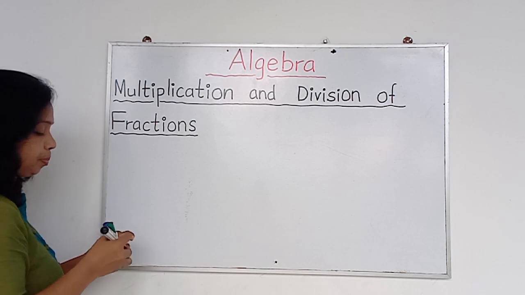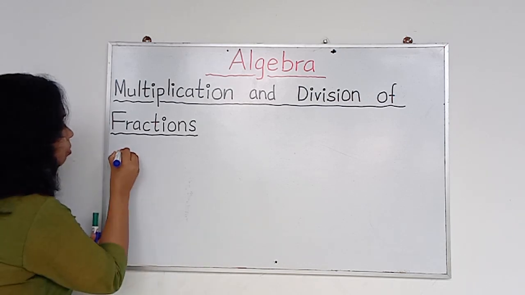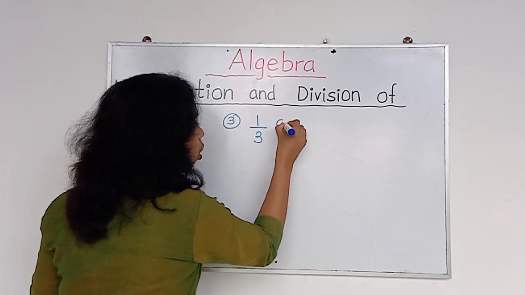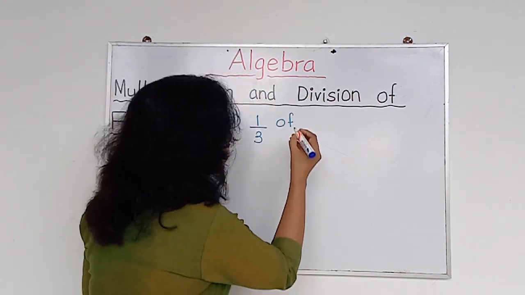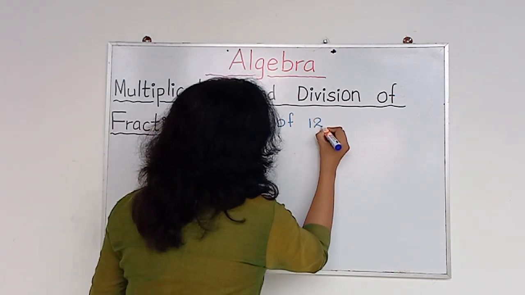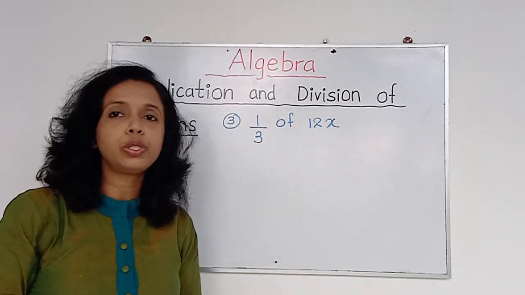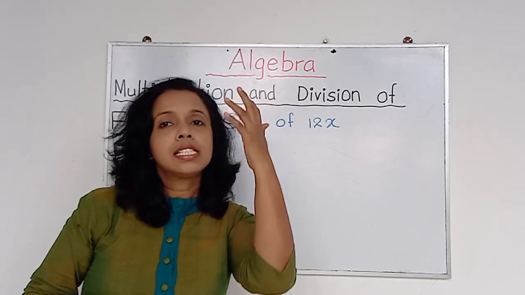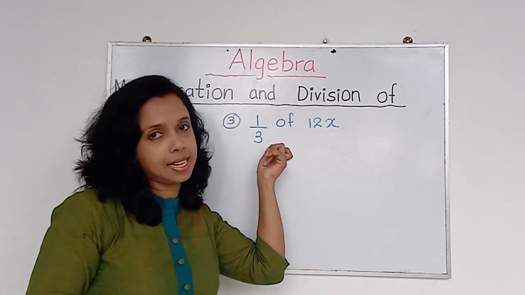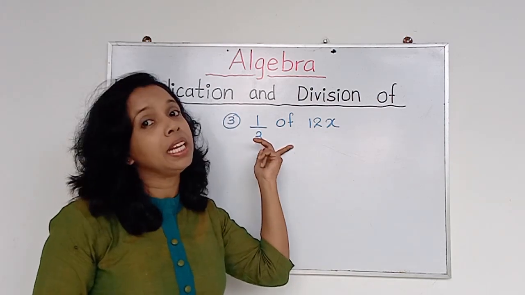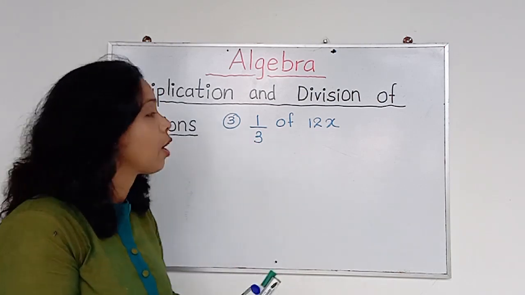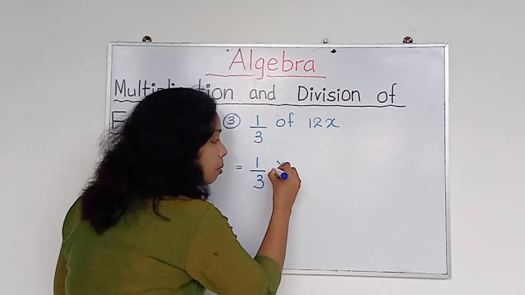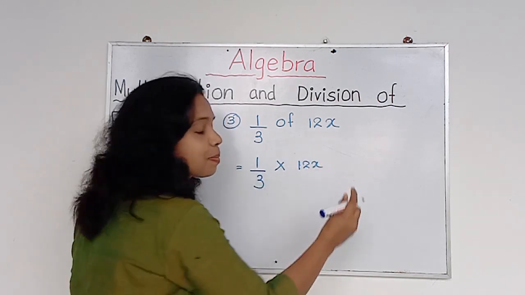Question number 3. One over 3 of 12x. Now how do you simplify? Here they have not mentioned whether it's a multiplication or a division. Tell me, this "of" tells you what? So here it should be a multiplication. So how can you write this? 1 over 3 times 12x.